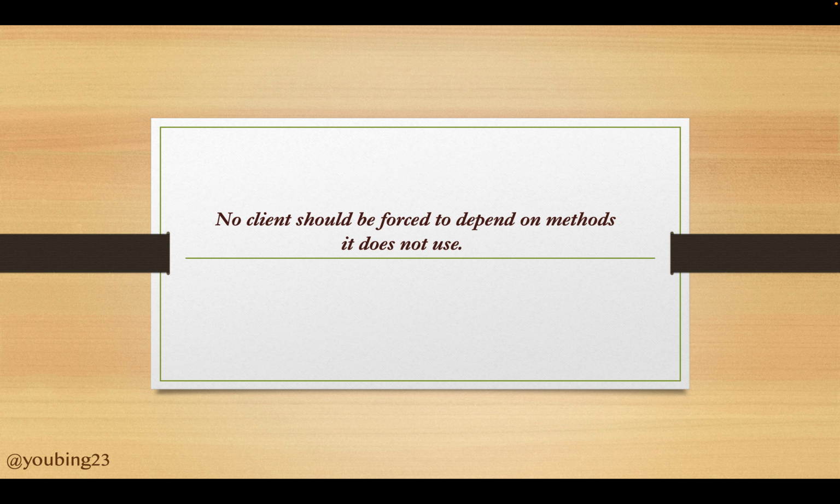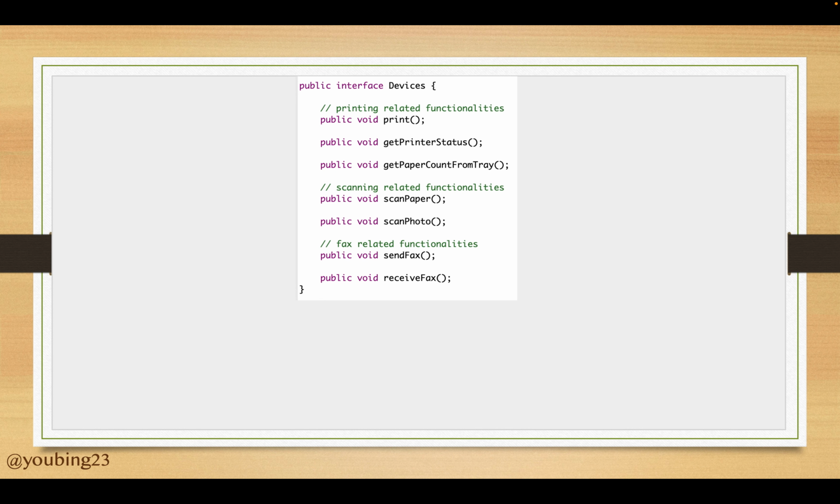Let's understand this with the help of an example. Let's say you have an interface that represents peripheral devices. We have multiple methods in this interface for different purposes such as printing, scanning, and fax-related functions.